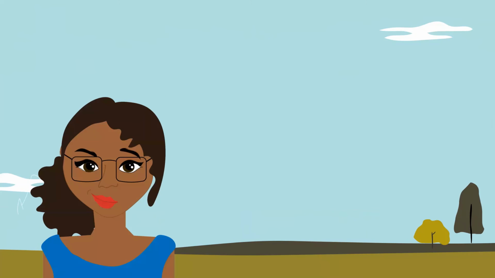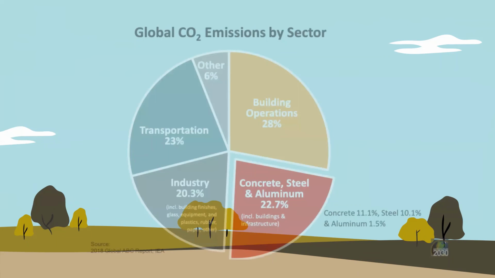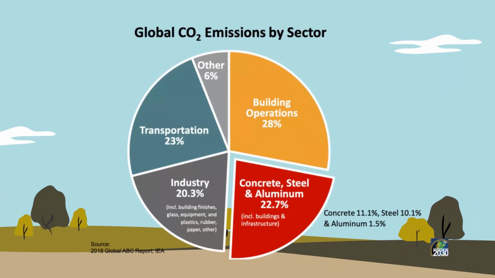What are some carbon statistics that can back up the information I've taught you so far? Well, we can start by looking at this chart. You can see that building operations take up the most carbon, followed by the materials that are used to build the buildings in the first place, such as concrete, steel, aluminum, glass, plastics, and rubbers. In order to reduce this statistic, we must reuse and optimize the use of buildings and be more aware of what we need and the impact of our consumption.